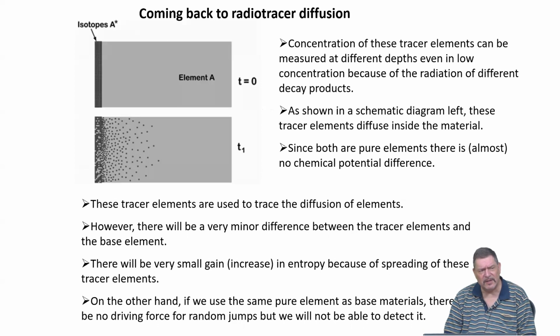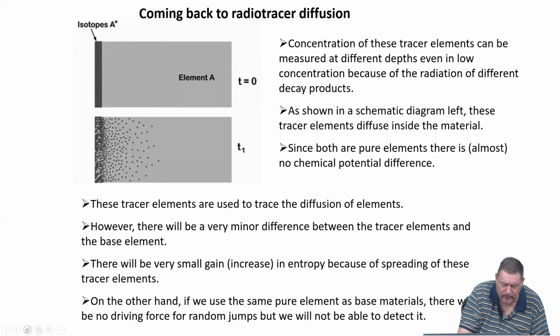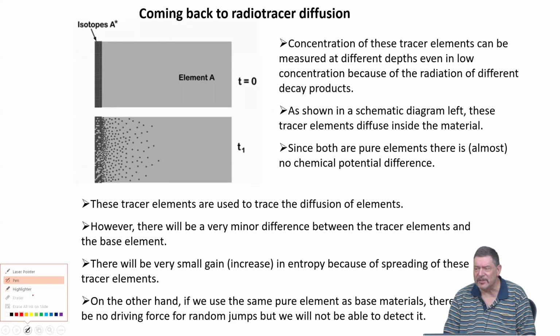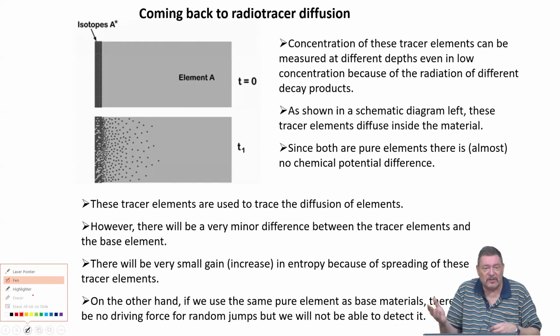So coming back to radio tracer diffusion, this is the mental image, right? So we would have a single crystalline block of one element, let it be pure gold. And we now want to measure how quickly gold atoms diffuse inside of this crystal lattice. And obviously there is no way we can, without any marker, right? Because there is no distinction between the atoms. And also there is no method we have to watch individual atomic jumps.